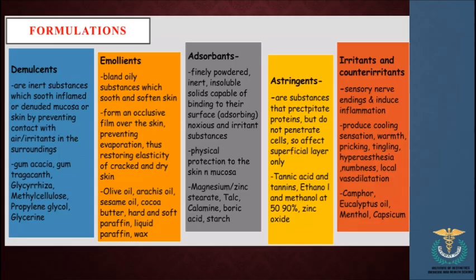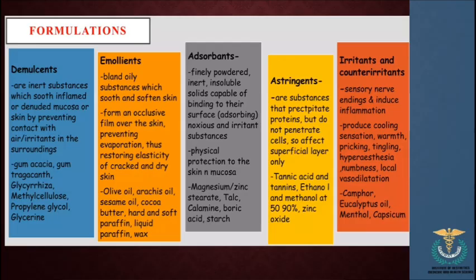Demulcents are inert substances which soothe an inflamed or denuded mucosa or skin by preventing contact with air or irritants in the surroundings. Methyl cellulose, propylene glycol, and glycerine are examples. And emollients are bland, oily substances which smooth and soften the skin and form an occlusive film over the skin, preventing evaporation, thus restoring elasticity of cracked and dry skin. Examples are olive oil, cocoa butter, and hard and soft paraffin.